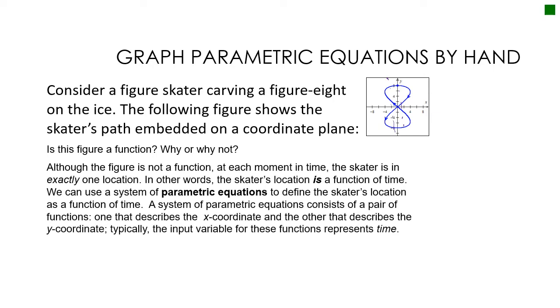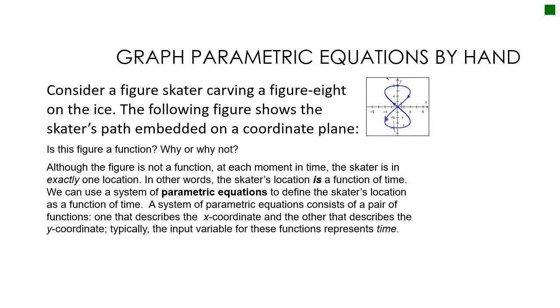At each moment in time, the skater is in exactly one location though. So technically, this graph doesn't always look like this because the skater is going to be here. They can't be all over the place the whole time. In other words, the skater's location is a function of time. We can use a system of parametric equations to define the skater's location as a function of time.